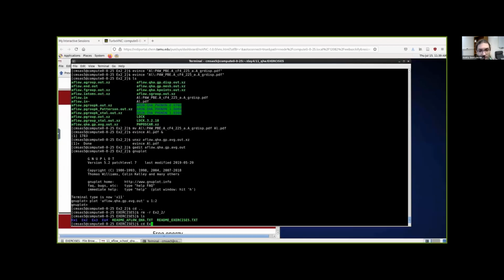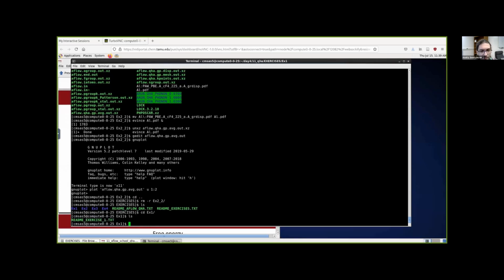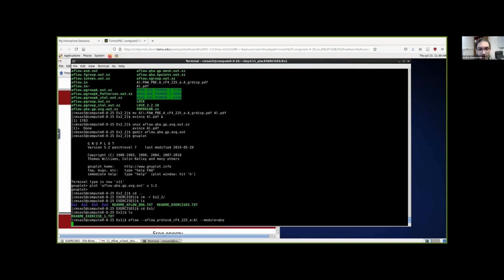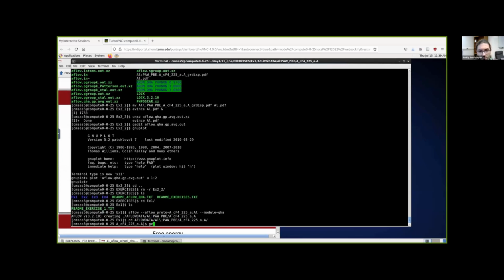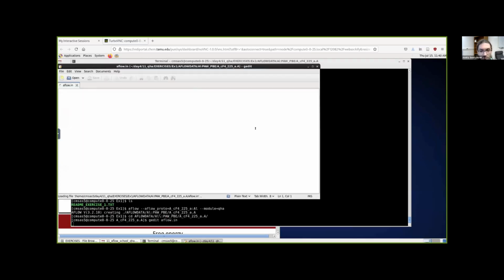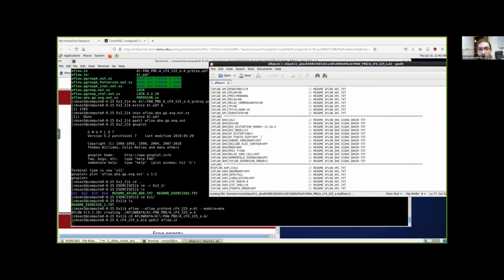So for exercise one, the idea was to run an AFLOW command based on prototypes of the FCC structure for aluminum. And when you have the QHA module selected, it will uncomment the QHA block for you. So as you can see, the QHA block is uncommented.